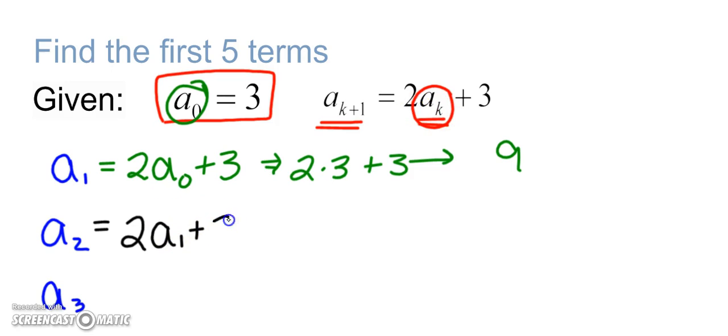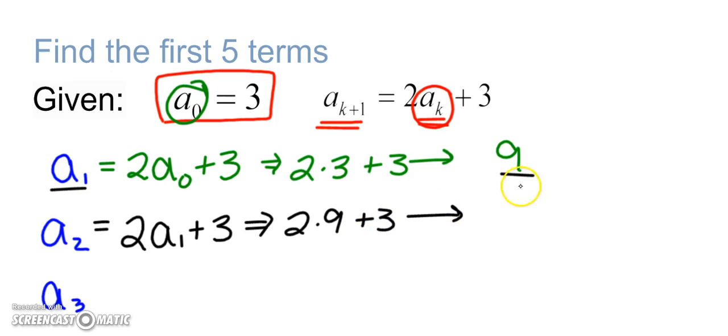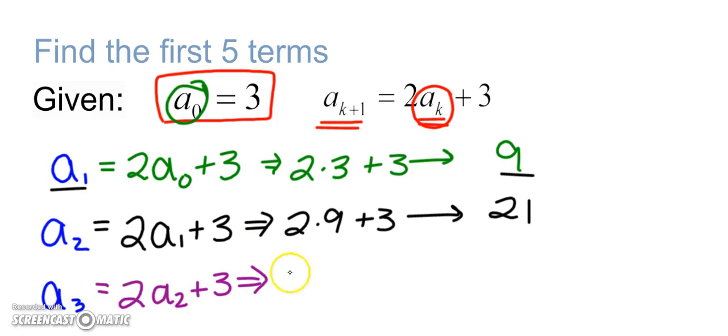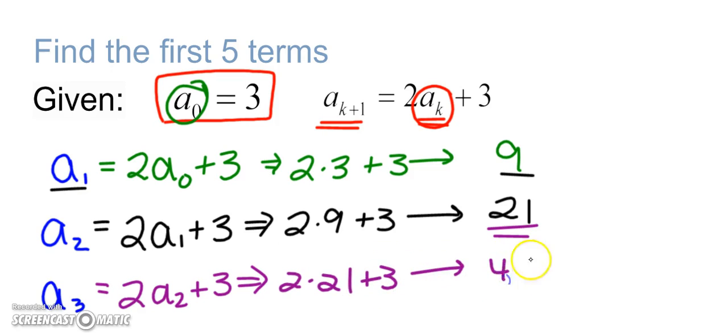Now, a sub 2 is going to be equal to 2 a sub 1, so the previous term. Well, we just found a sub 1 is equal to 9. So this is really 2 times 9 plus 3. 2 times 9 is 18, plus 3 is 21. A sub 3 is going to be 2 times the previous term, which was a sub 2, plus 3. Well, the previous term, a sub 2, we just found was 21, plus 3, so that's going to give me 45.